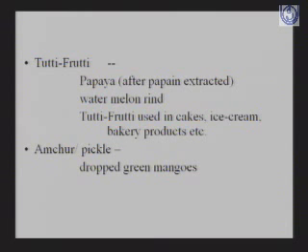We can get tutti frutti from papaya after the papain is extracted. Generally, after papain extraction there is a scar on the fruit itself, and people do not want to purchase this type of papaya because it does not have a good appearance. So this papaya after papain extraction can be utilized for the preparation of tutti frutti. Watermelon rind, either with or without the green, can also be utilized for the preparation of tutti frutti, and tutti frutti can be used in cakes, ice cream, bakery products, bread, etc.